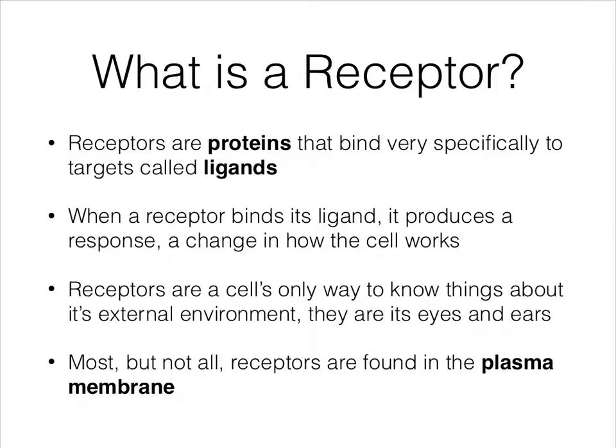So first off, let's say, what is a receptor? Receptors are almost all proteins, and they bind very specifically to a thing. That thing that they bind to is called a ligand. A ligand is a general term for anything that binds specifically to anything else, but usually a protein.